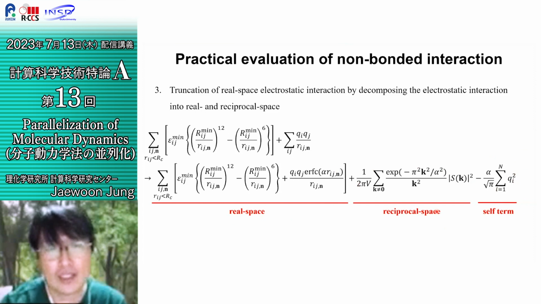So finally, we can consider the force evaluation in MD from real space and reciprocal space. In real space, we evaluate the bond, angle, and dihedral, and also the real space van der Waals and electrostatic. And for the reciprocal space interaction, we are considering only the electrostatic interaction.